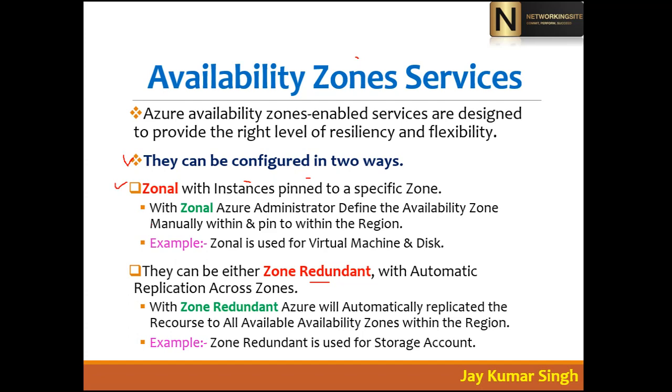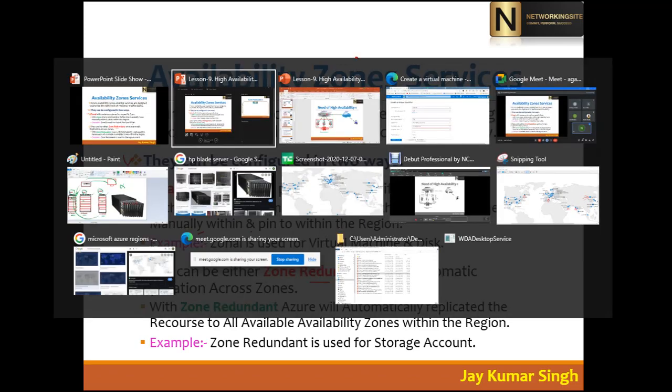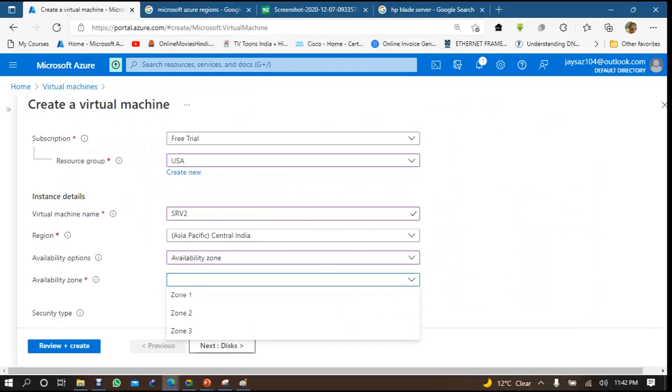Now with zonal, the Azure administrator defines the availability zone manually and pins the resource within the region. Means I select where I want to create. For example, zonal is used for virtual machine and disk. Zonal means what we are creating. Let me create and show you the zonal services. Maybe I want to create one zonal service. In Central India, I am selecting availability zone, zone 1.